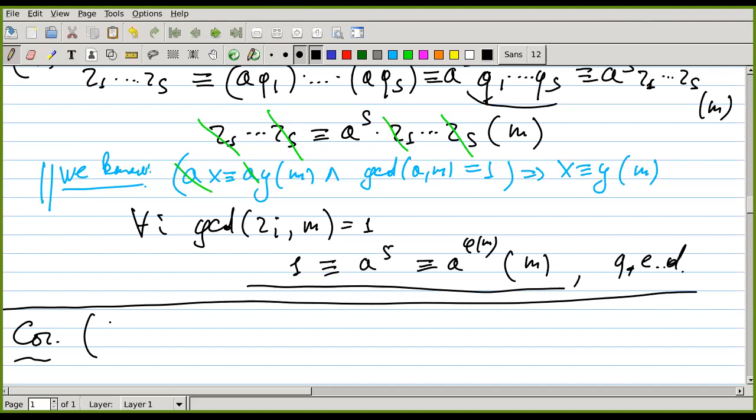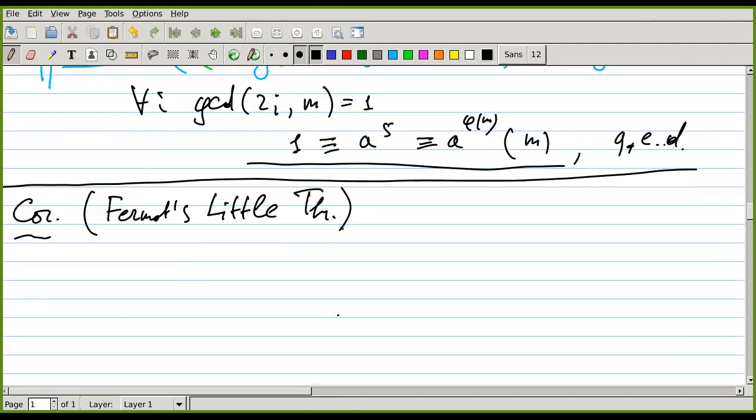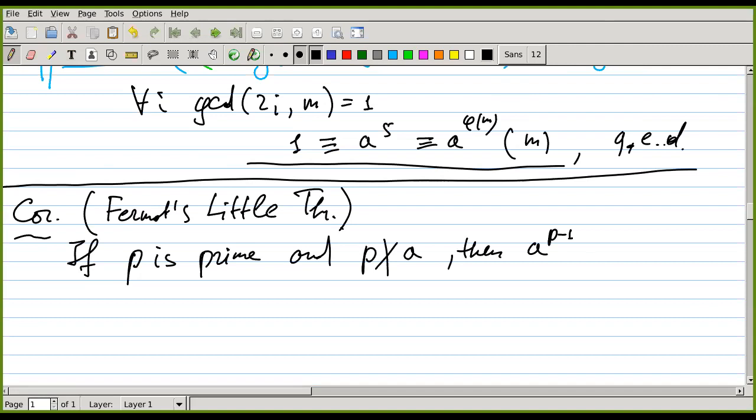As a corollary, we can obtain the following result, which is known as Fermat's little theorem. Fermat was another prominent mathematician from the 17th century. Fermat's little theorem says that if the number P is prime, and P does not divide A, then A to the power P minus 1 is congruent to 1 modulo P.